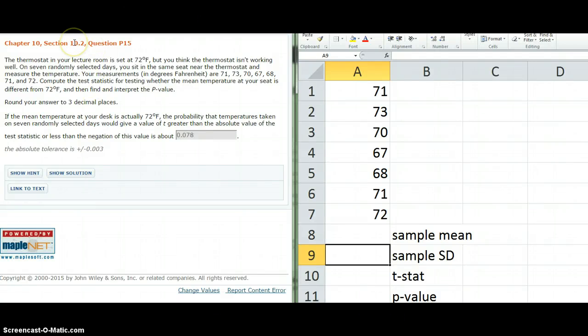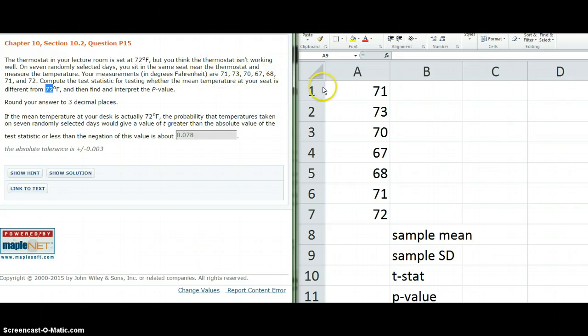Okay, we have section 10.2, question P15, and we're asked to basically conduct a simple t-test here where we're given the values of a thermostat and we're going to compare it to some hypothesized mean. So this would be the null hypothesis, that the mean temperature is 72 degrees Fahrenheit, and then if we reject that null, we're going to assume that our thermostat is not working completely correctly.